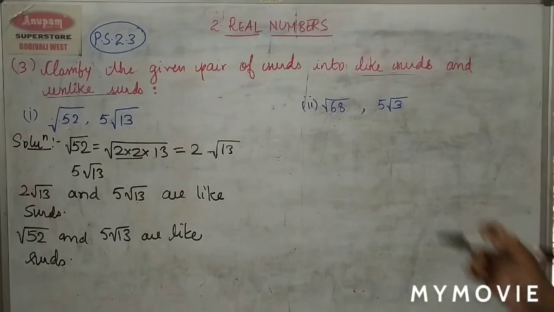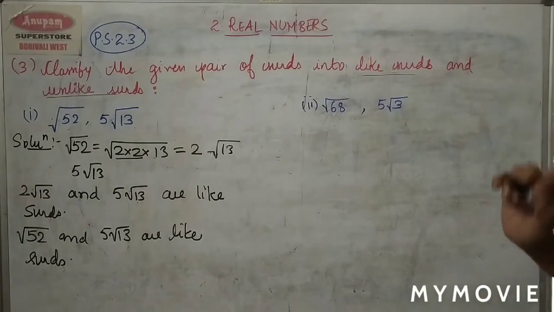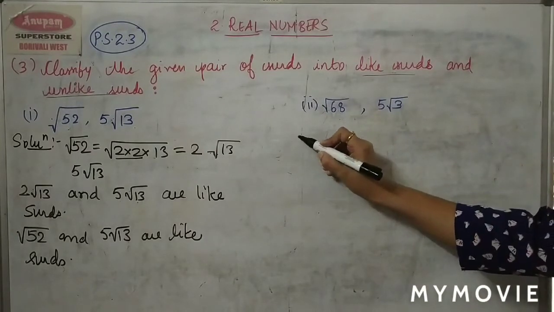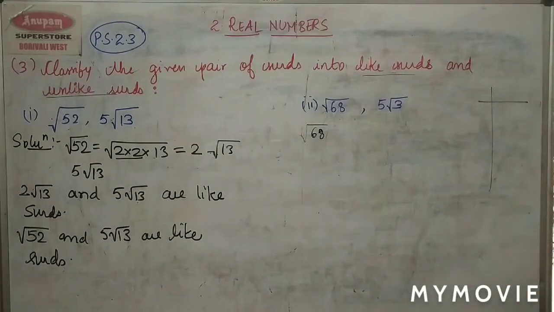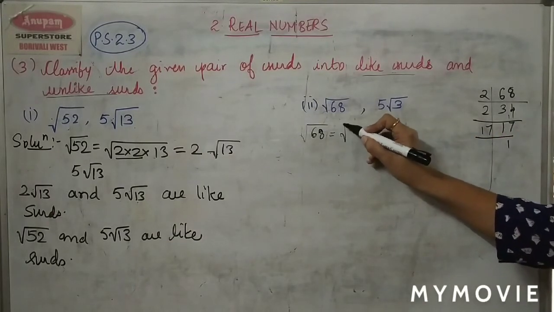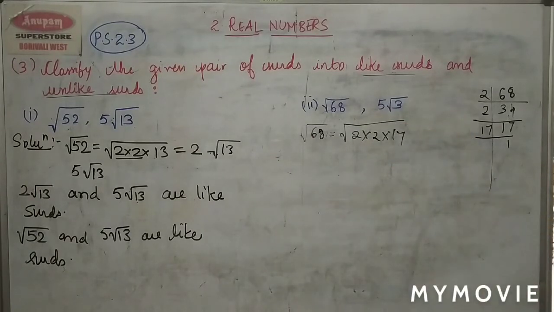But what about the radicands? The numbers inside these root signs are different. So let us solve this first. I'll just solve square root of 68. Let me factorize it. The first prime number is 2, with which I'll factorize it. 2 3s are 6, 2 4s are 8, remainder 1, 2 7s are 14, and 17 1s are 17. That means square root of 68 is going to be equal to 2 into 2 into 17.